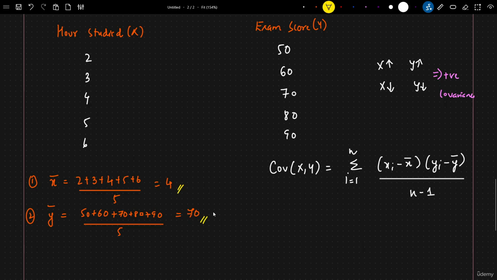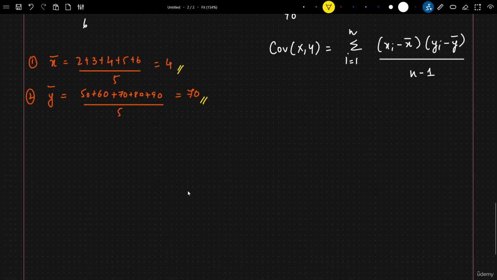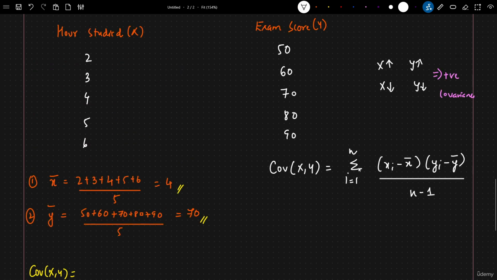So I've got my x bar and y bar. Now let's go ahead and calculate the covariance of x and y. So now I will write covariance of x comma y is nothing but, first of all, x of i minus x bar. What is x of i minus x bar? And it is summation. Please remember this. It is summation of this from i equals 1 to n.